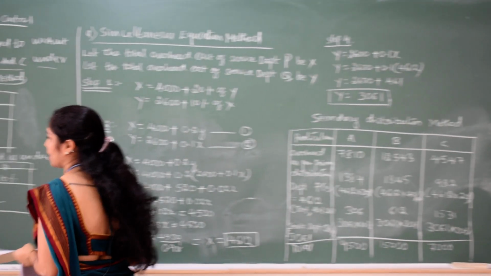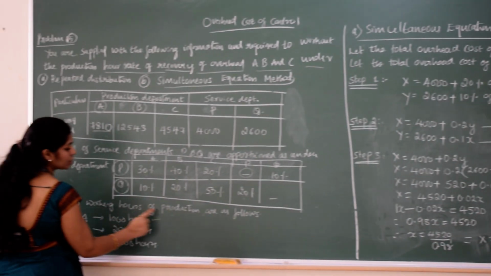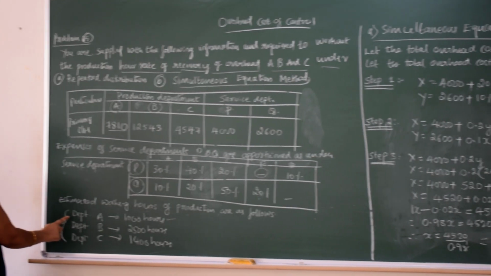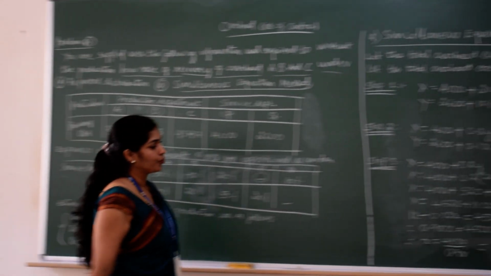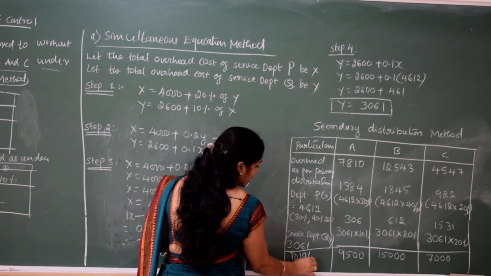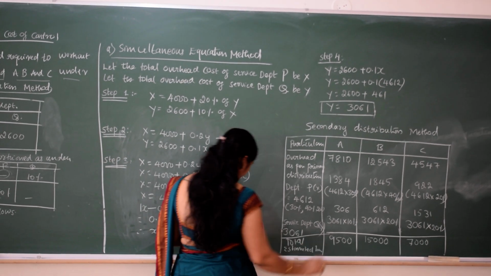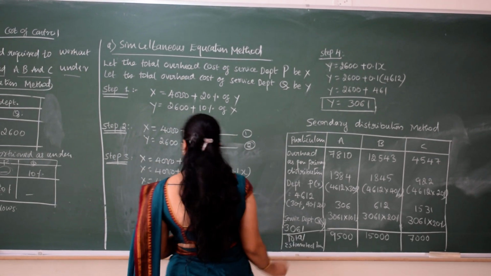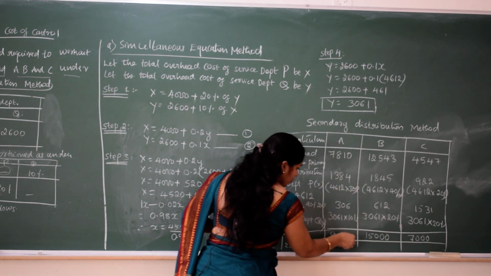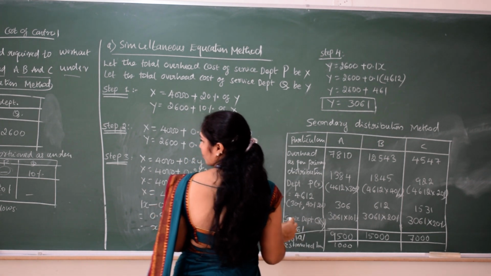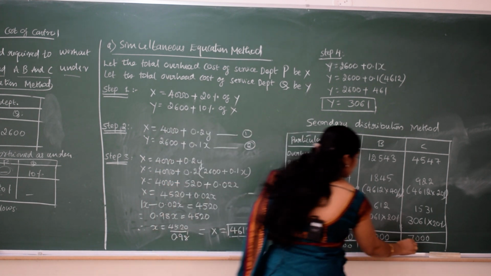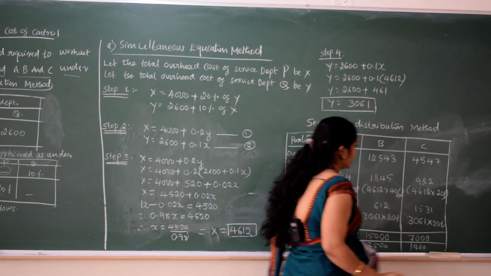Again one more adjustment is given: estimated working hours for the production departments. It is given for departments A, B and C. Now I have to take the estimated hours. Production department A is 1,000, then 2,500 and 1,400. I will continue this.